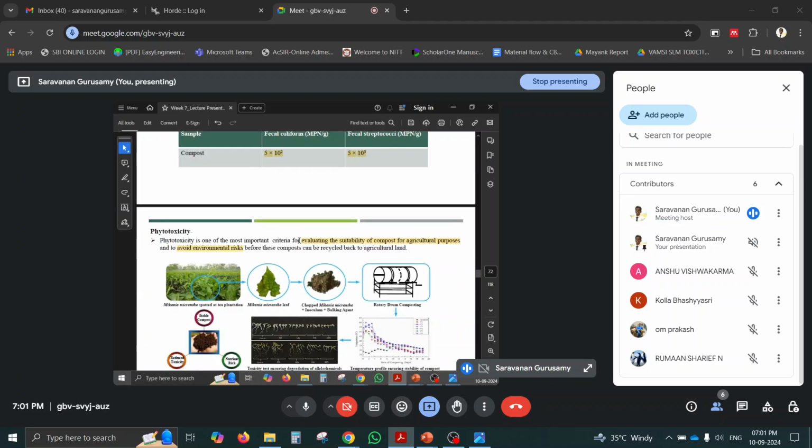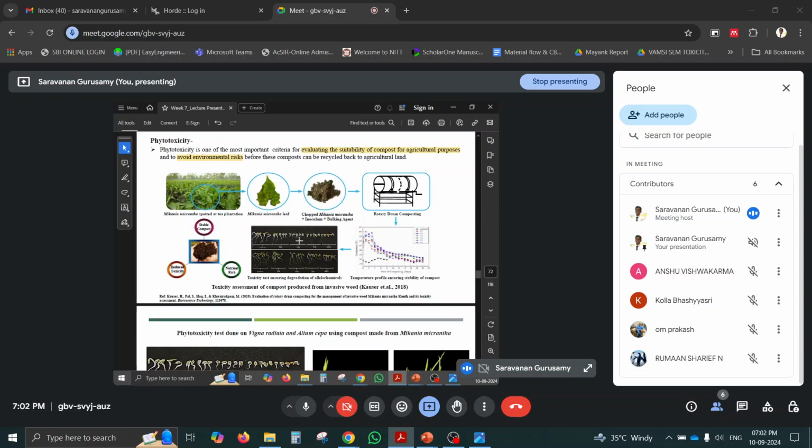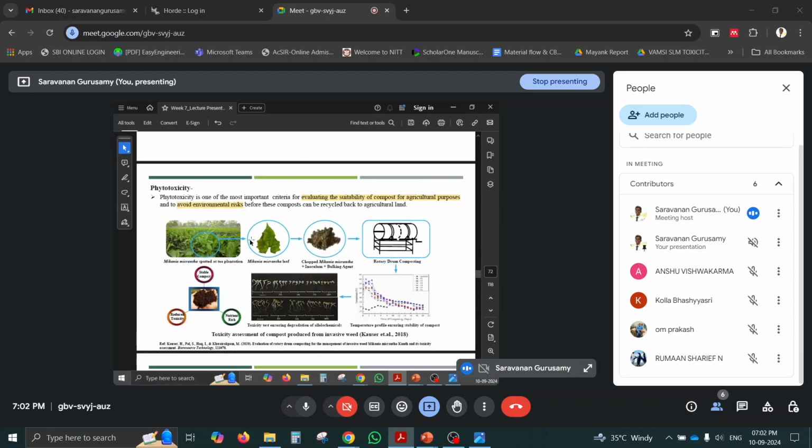So we have discussed the physical property, chemical property, and biological property of the compost, and then how it creates phytotoxicity. As I mentioned, whenever trace elements are present, it is a method suitable to evaluate whether the compost is suitable for agricultural purposes or not, and it should avoid environmental risk before this compost can be recycled back to the agricultural land. So we have to test the phytotoxicity.